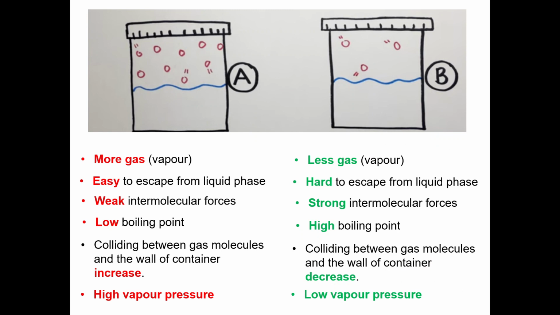Okay, so contoh macam ni lah. So kita ada dua bekas ni, A and B. So kita nampak dalam A ada banyak gas. So kalau ada banyak gas meaning high vapor pressure. So kalau ini ada sikit gas meaning low vapor pressure. Okay, kenapa A ada banyak gas? Sebab senang untuk liquid tukar jadi gas. Okay, kenapa senang untuk tukar jadi gas? Sebab intermolecular force-nya weak.